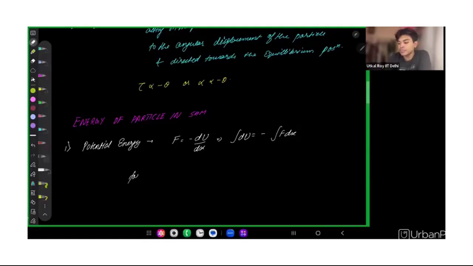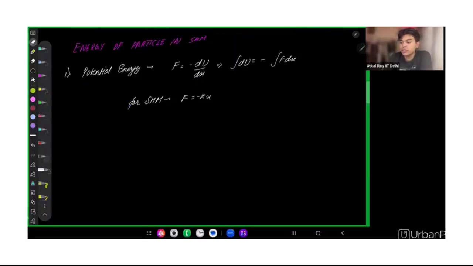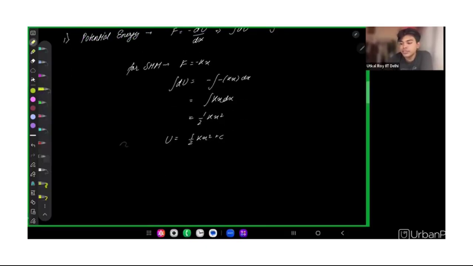Now for SHM, we all know f equals to minus kx, right? So solving it, du is minus integration of minus kx dx. It's equal to integration of kx dx, which is equal to half kx squared, right? So u equals to half kx squared plus c. Now at x equals to 0, u equals to u naught, the initial potential energy. Therefore, c equals to u naught, right? So u can be written as half kx squared plus u naught.